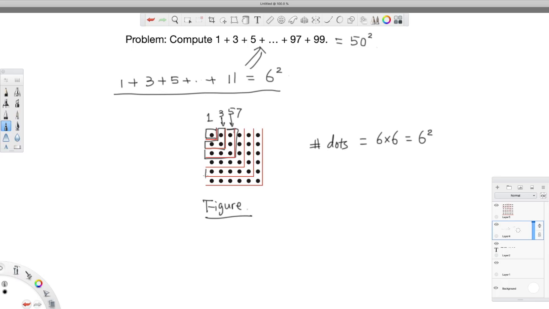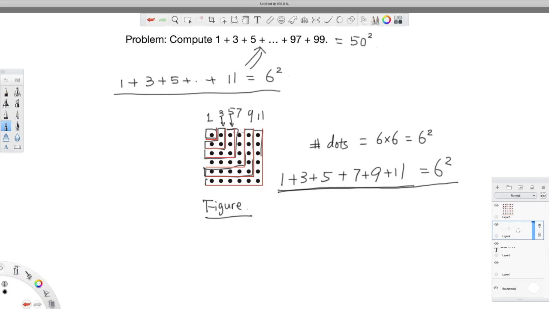This L shape, just mark it so that you can see clearly. This L shape has 9 dots. And the last L shape has 11 dots. So what is the total number of dots in this figure? It's going to equal 1 plus 3 plus 5 plus 7 plus 9 plus 11. And obviously, this counts all the dots in this figure, which we know is 6 squared. So we just proved that 1 plus 3 plus 5 plus 7 plus 9 plus 11 equals 6 squared.